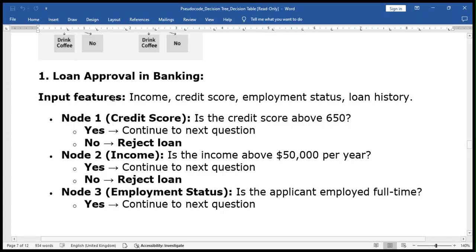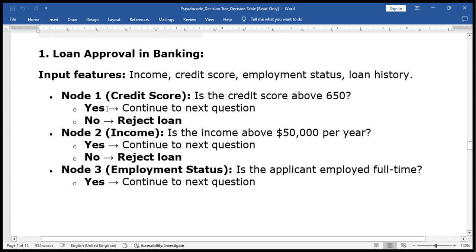So what are you going to consider? We have here node one. We can have the credit score. Is the credit score above 650? It can be yes or no. If yes, continue evaluation. If no, reject the loan application at this stage. Now, if it is yes, we go to node two. Now, node two, we are evaluating the income. Is the income above $50,000 per year? Now, in Kenya, you can consider maybe Kenyan shillings. Now, if yes, you continue evaluating the loan application. If no, you reject the loan at this stage.